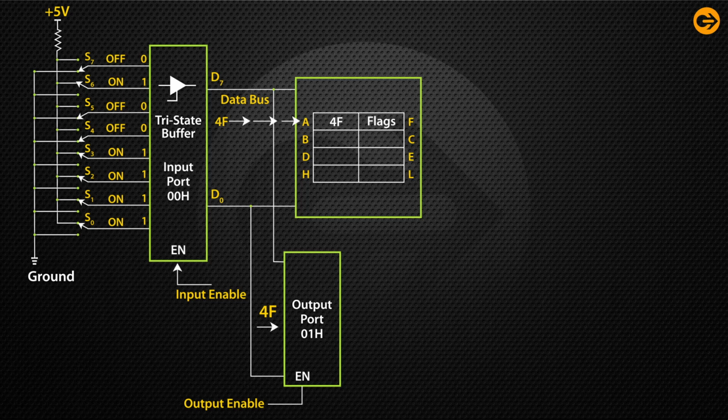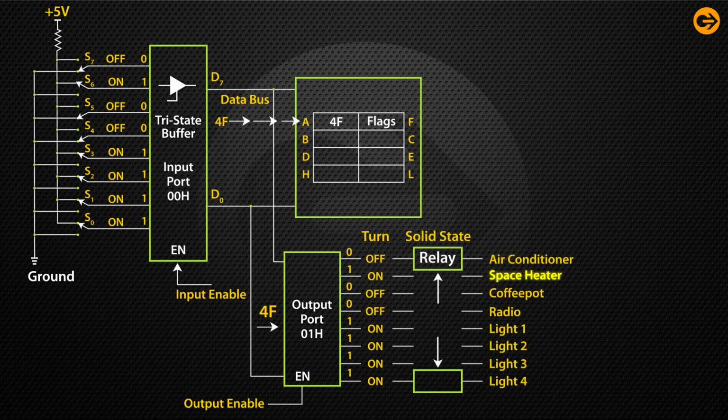The output port latches the bit pattern and turns on or off the devices connected to the port according to the bit pattern. In the figure, the bit pattern 4FH will turn on the devices connected to the output port data lines D6, D3, D2, D1 and D0. The space heater and 4 light bulbs.